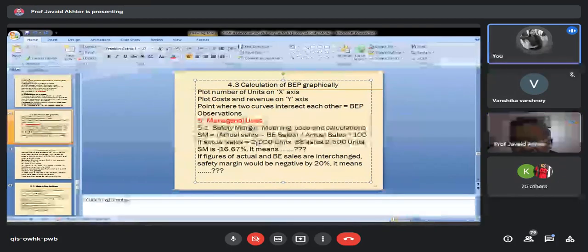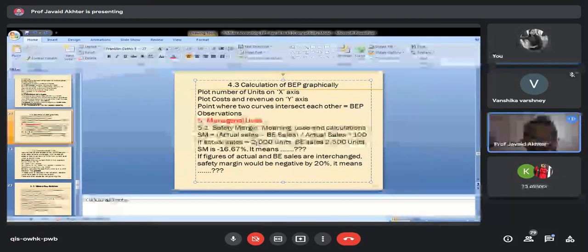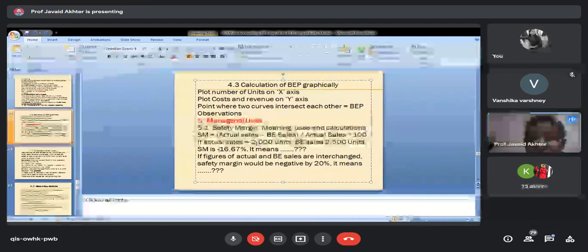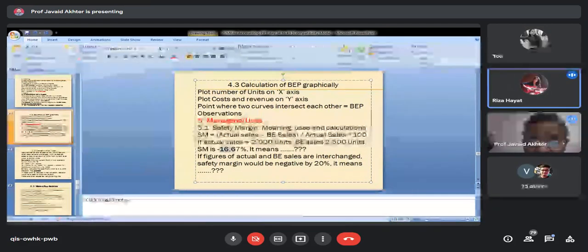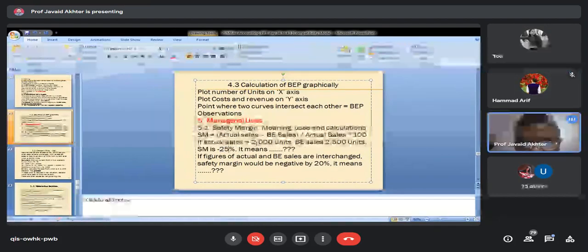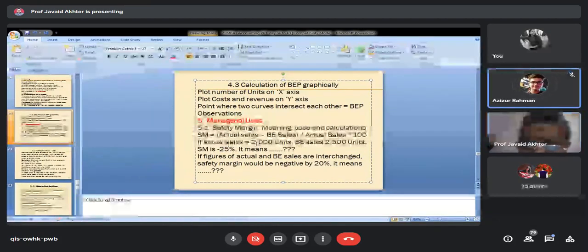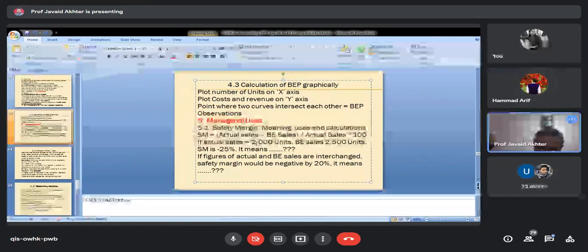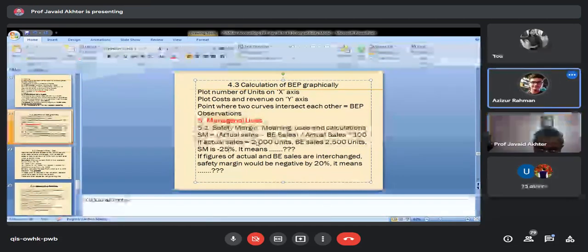If you replace these things, let us say actual sales is 2000. Break even sales is 2500. So what will be the safety margin? Minus 16.67%. No, it cannot be minus 16.67%.